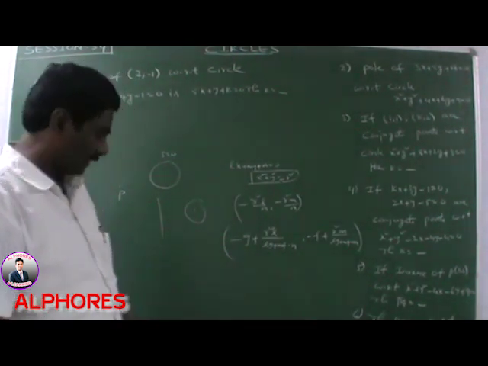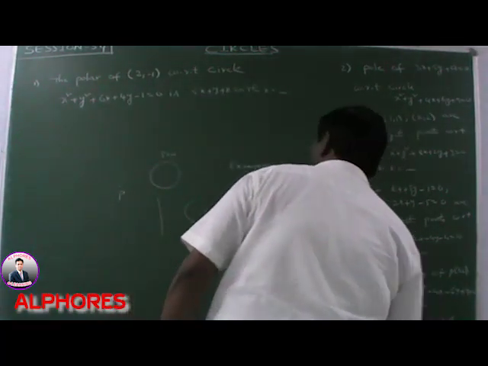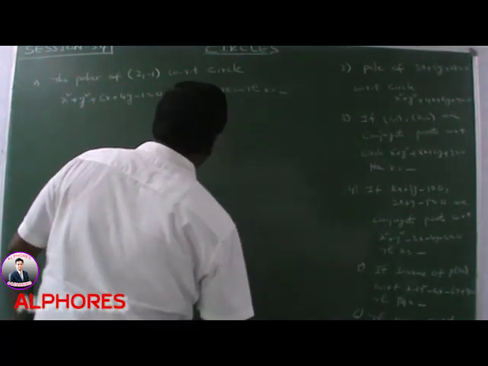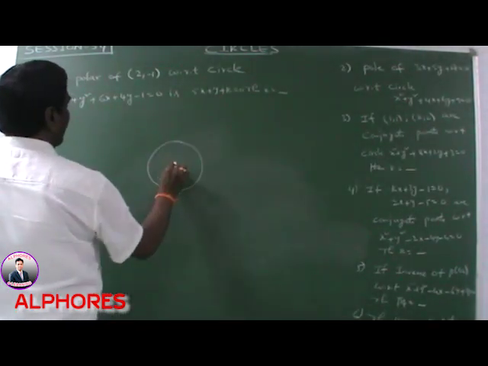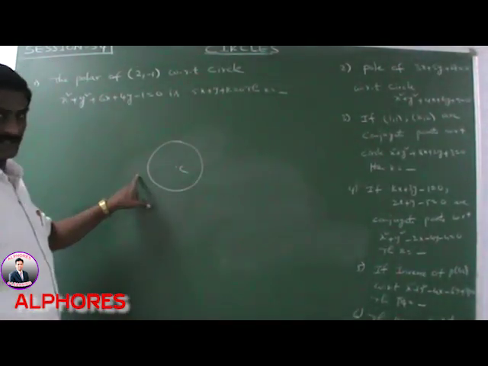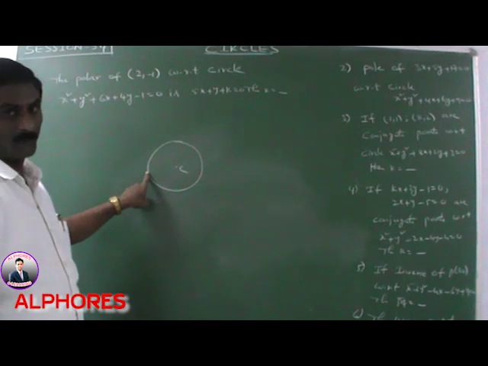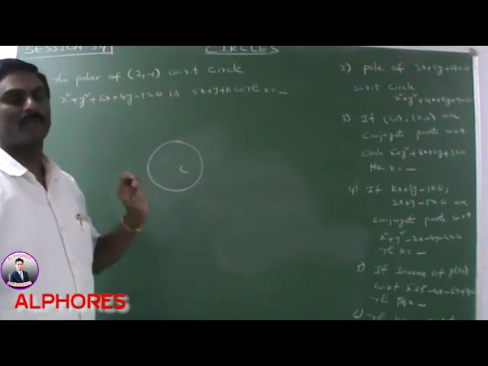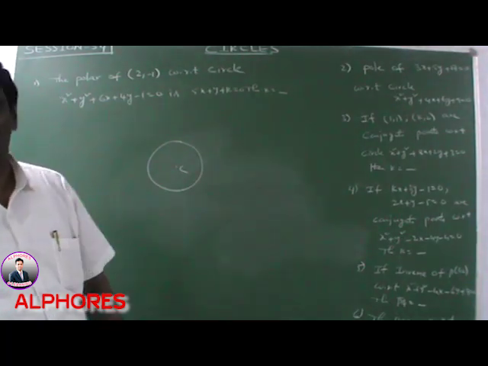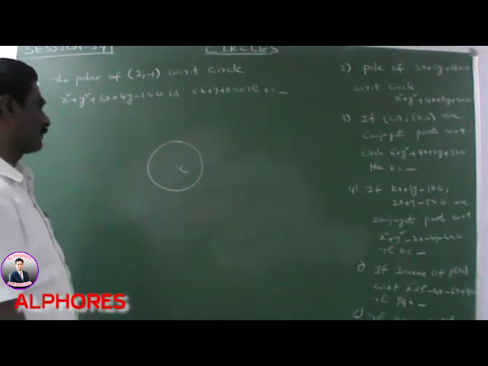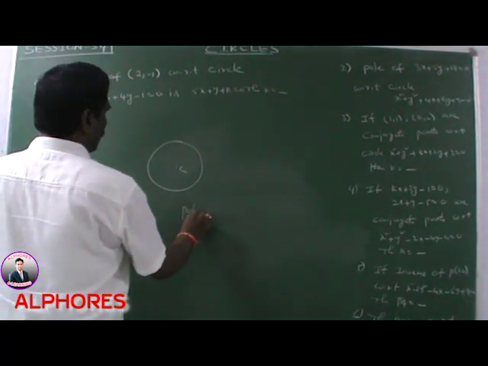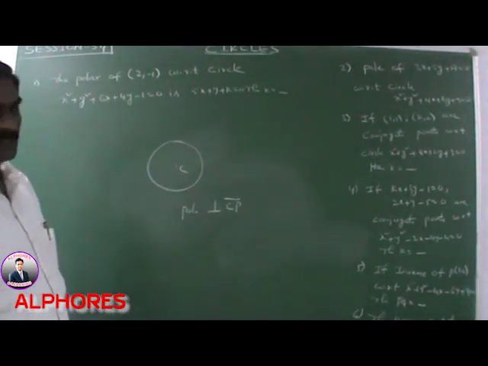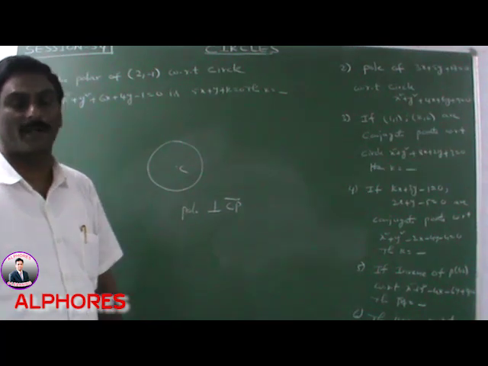Next, if P coincides with the center of the circle: if P lies outside, polar exists. If P lies on the circle, polar exists. If P is inside, polar exists, but if P coincides with the center, then the polar does not exist. Very, very important property. Next, the polar is always perpendicular to the line joining the center to the pole, CP.